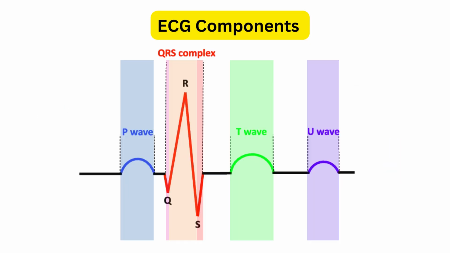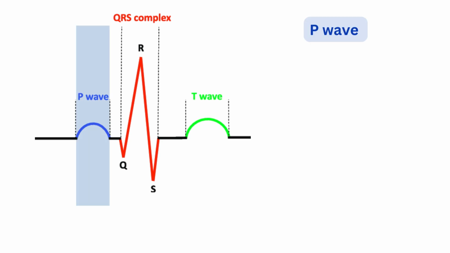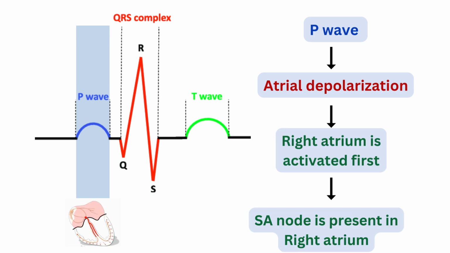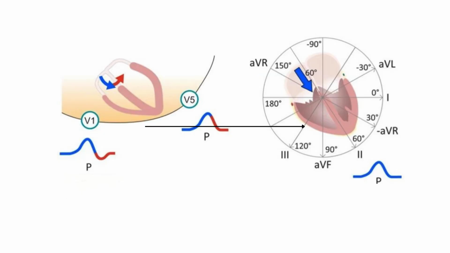Next are the components. P, Q, R, S, T and U. First is the P wave. The P wave represents depolarization of both atria and the time taken by the atria to empty their blood into their respective ventricles. It is the sum of right and left activation. The right atrium is activated first since the pacemaker is located in the right atrium, and then the left.